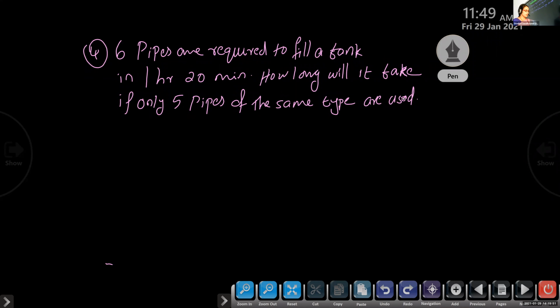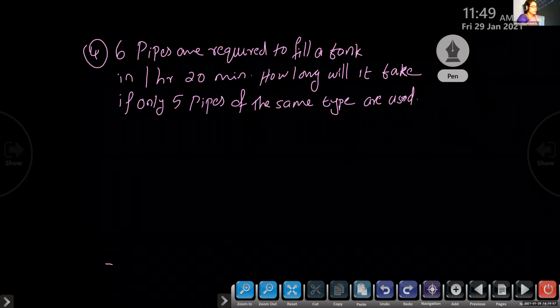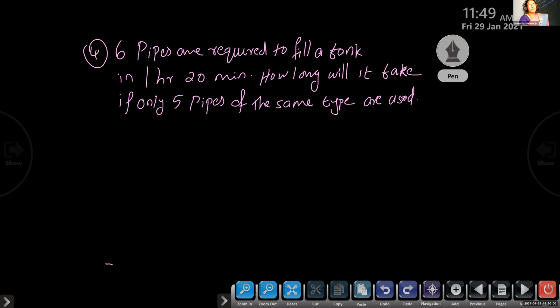Here, number of pipes and time. As the number of pipes increases or decreases, what happens? As the number of pipes increases, the time to fill the tank will decrease. So number of pipes and time to fill the tank are inversely proportional. Let us take x as the number of pipes and y as the time.